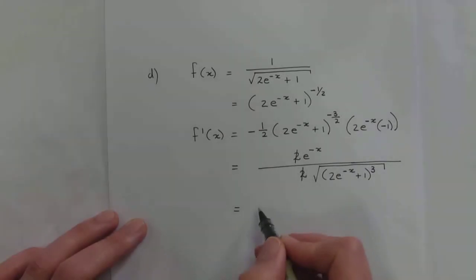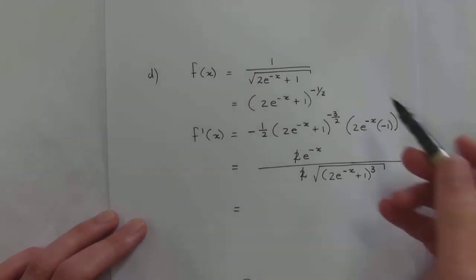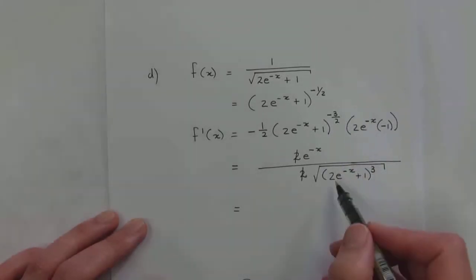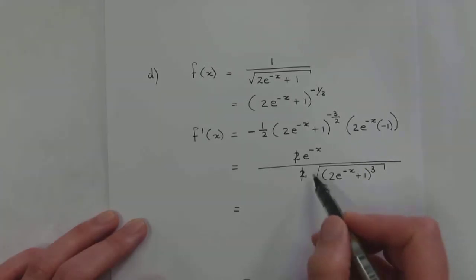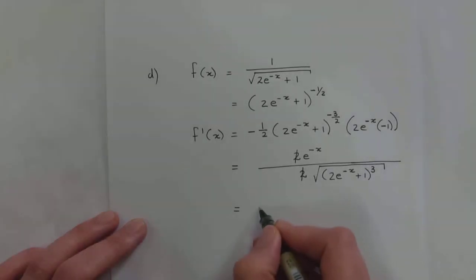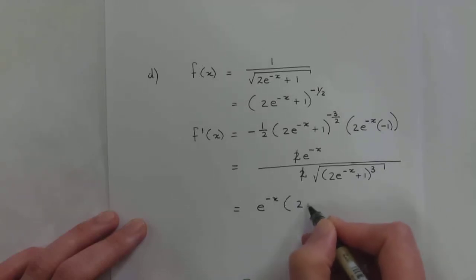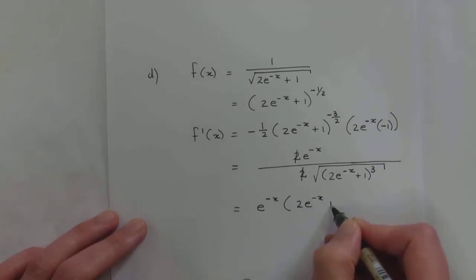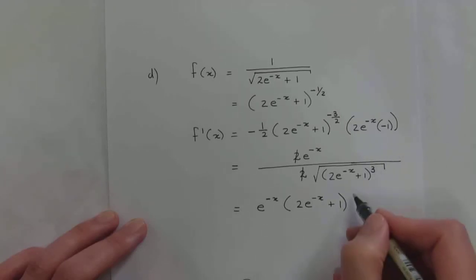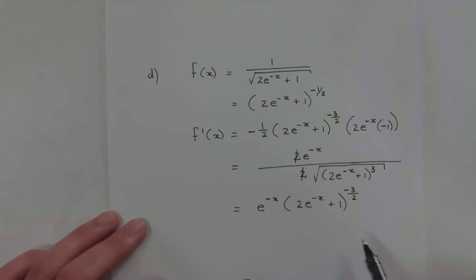By the way, you'll see in the textbook, they actually just didn't even change the negative exponents, and they also didn't move it back into the surds. So in the textbook, they actually just went and said e to the power of negative x times 2e to the power of negative x plus 1, and they left that to the power of negative 3 over 2. So if you are perfectly happy with doing that one, I'm also perfectly happy with that.